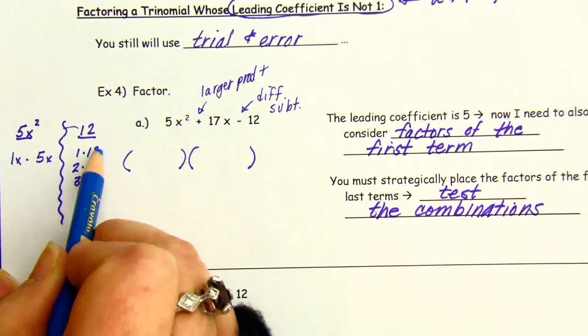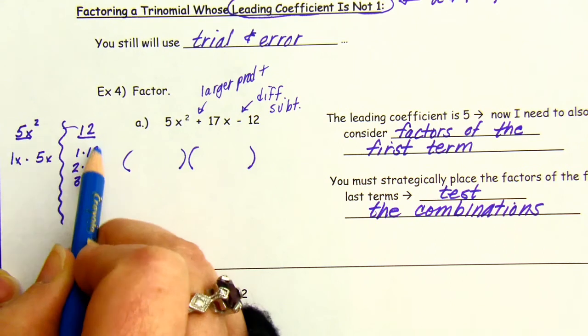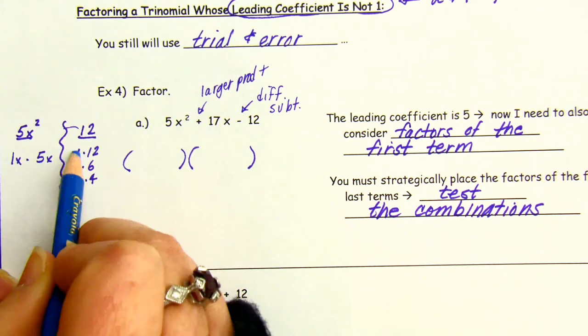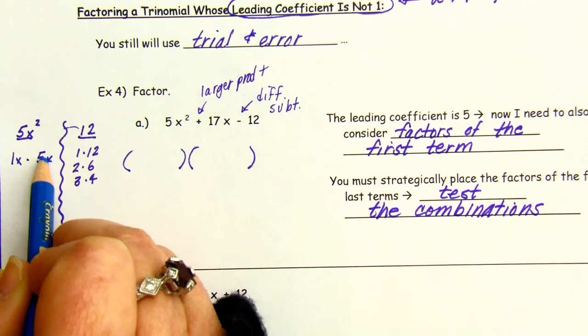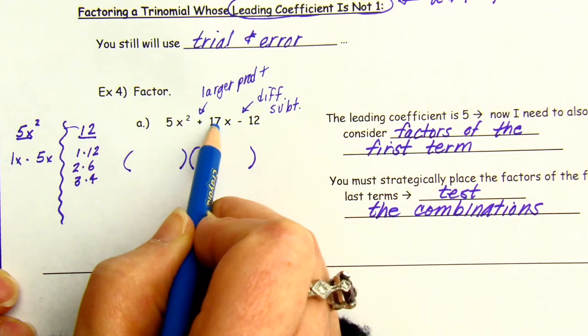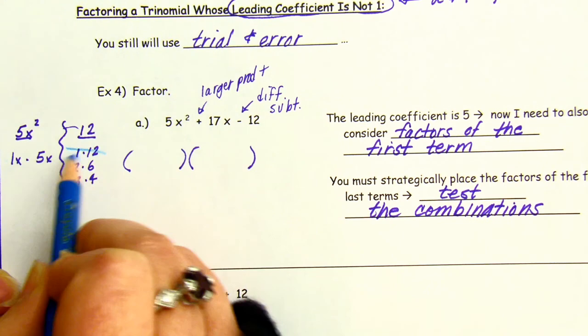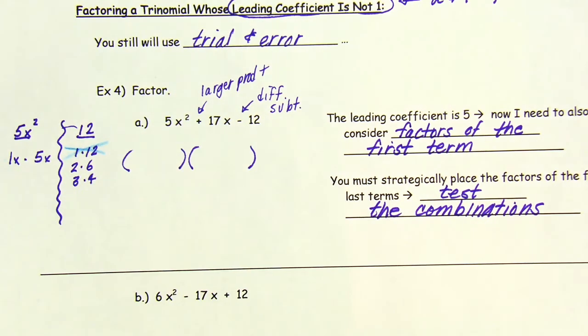Well, what if I reverse it? What if I do 1 times 12 and 5 times 1? Well, this would be 12. Subtract 5 is not 17. So I'm not going to use this pair. It's not working for me.